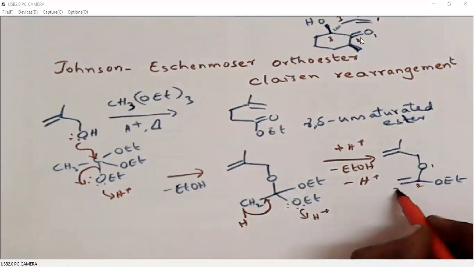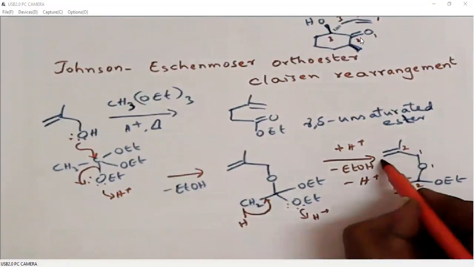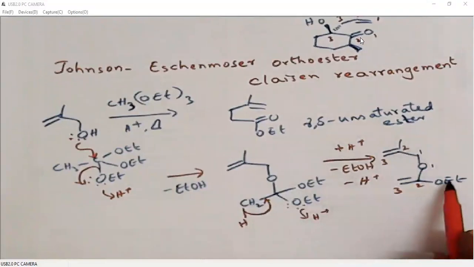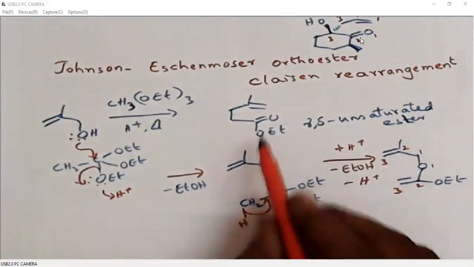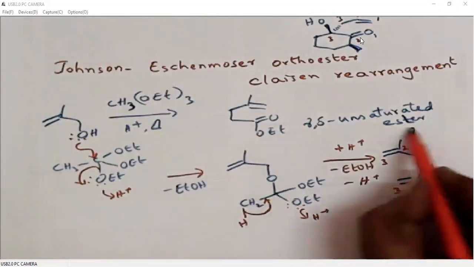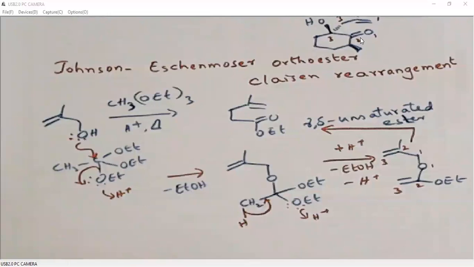1, 2, 3, 1, 2, 3. In the previous case, we had an alkyl group here, so we got a ketone. In another example, we had an OTMS group, so that was hydrolyzed to get the carboxylic acid. Here we have an alkoxy group, OR, so it was converted to an ester. So when it is heated, what we get is an ester. This is called the Johnson-Eschenmoser orthoester Claisen rearrangement.